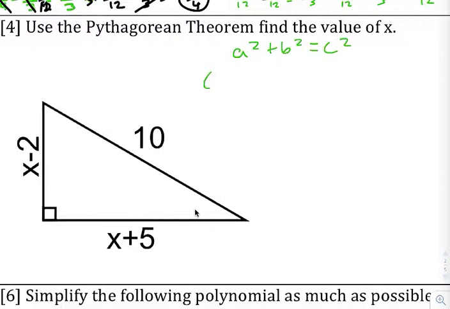Doing some replacements, we have (x minus 2) squared plus (x plus 5), which is the bottom, squared, equals c squared. Now we want to find the value, oh, let's back up, sorry. c squared is 10, so it'd be 10 squared. Now we want to find the value of x, which means we need to solve this guy.